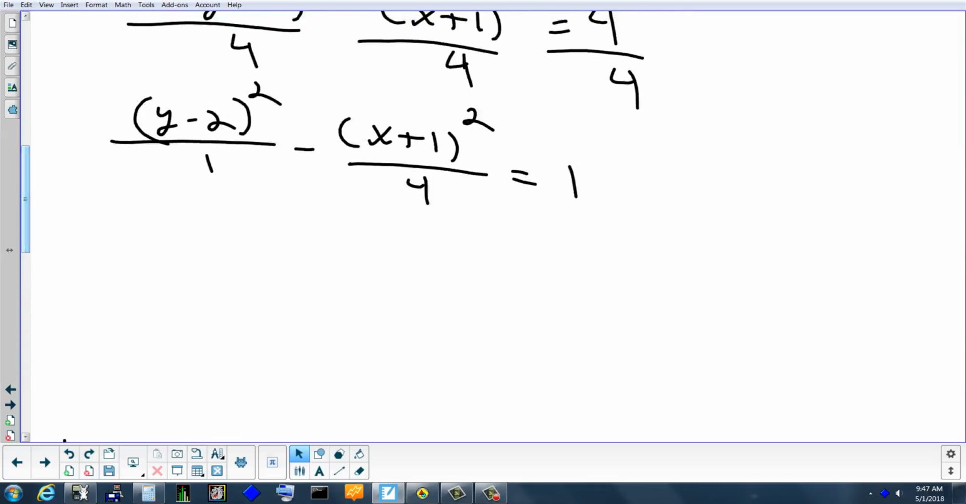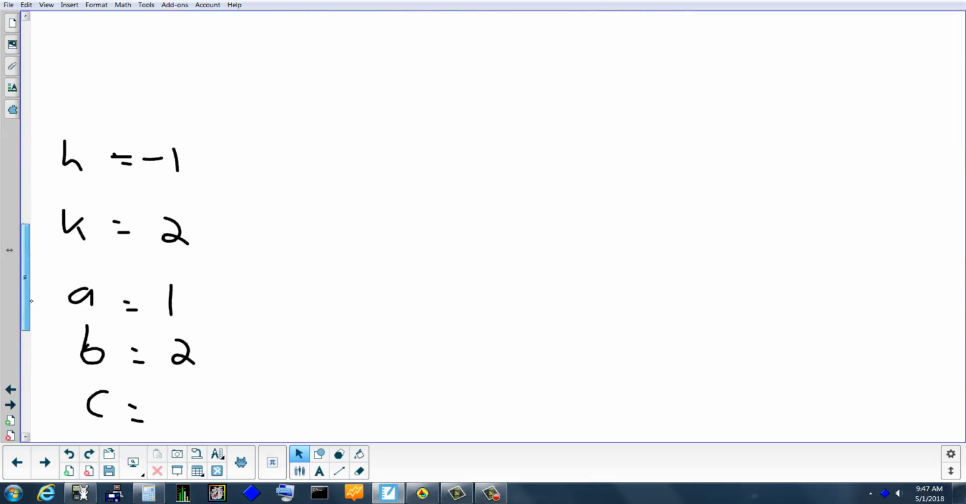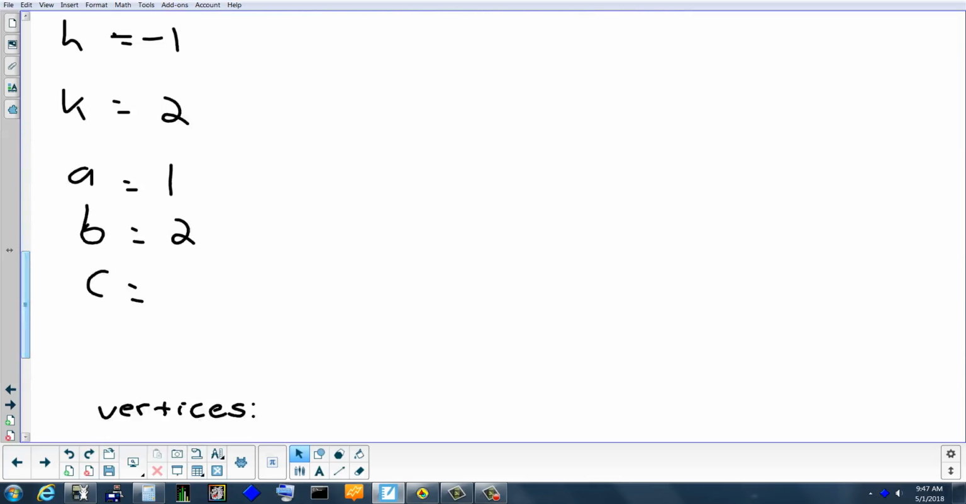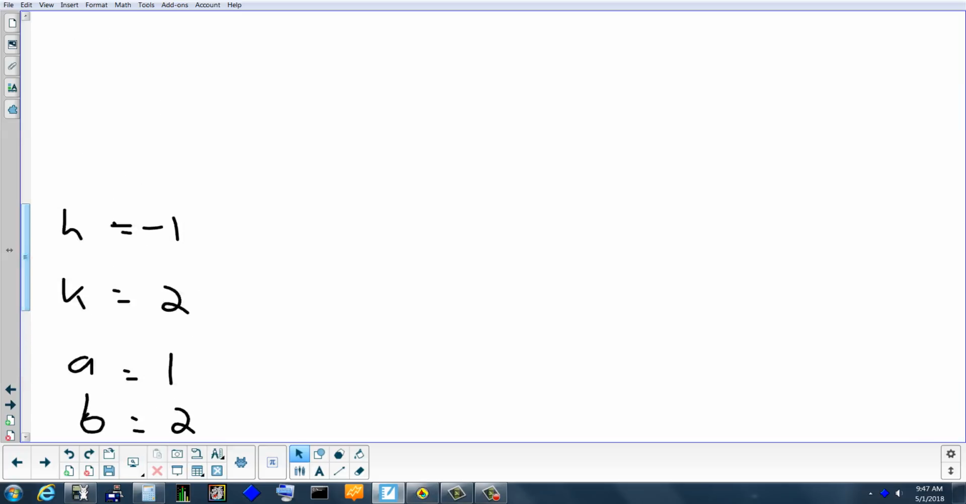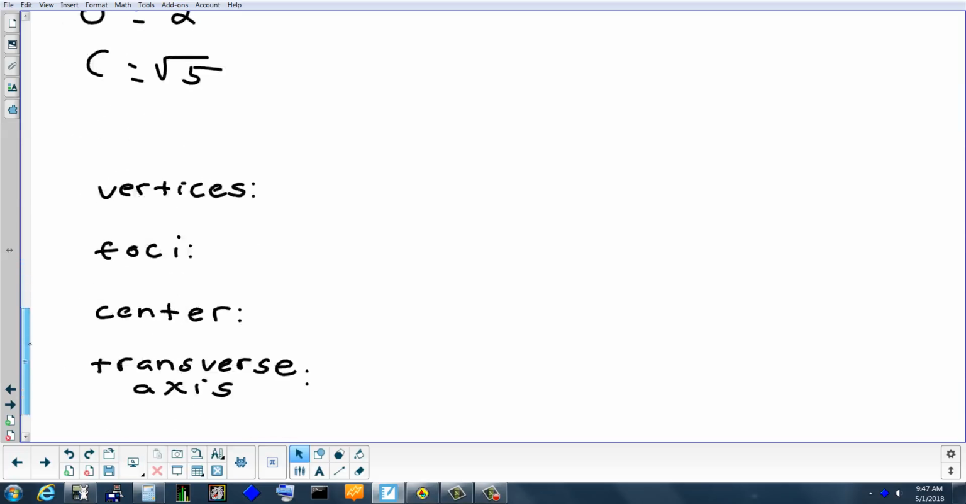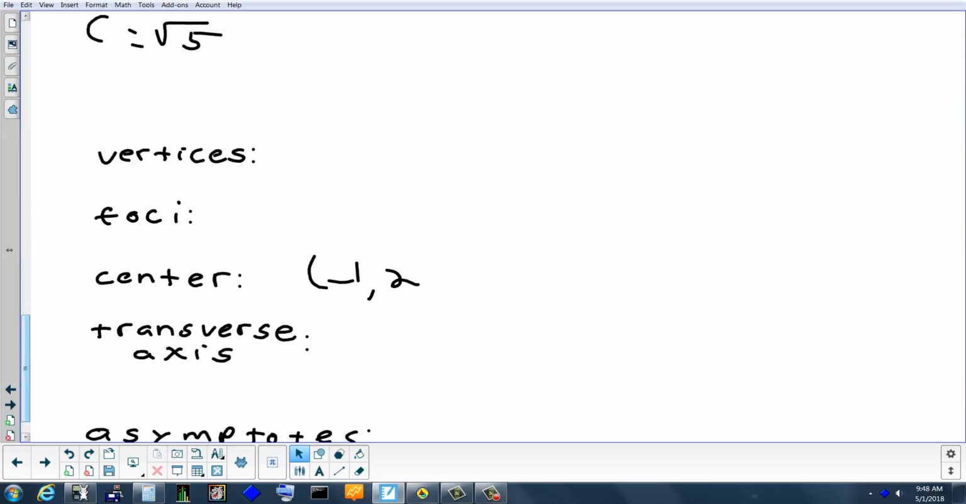Square root of 1, square root of 4. And then c is square root of 5. Okay, so vertices. They are 1 unit away from the center. Where's the center? HK. Negative 1, 2. So let's do that first. Now I know they're 1 unit away from it, but right now I'm not sure. Should it be 1 unit up and down or left and right?